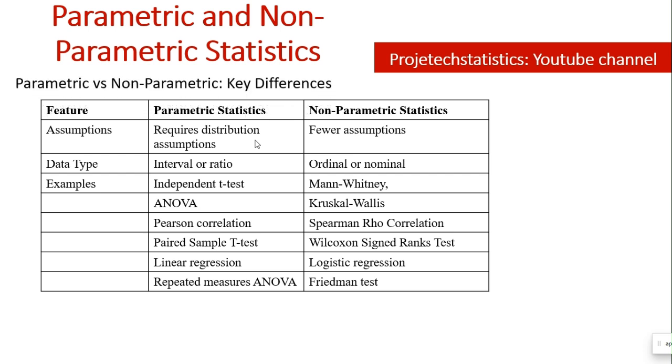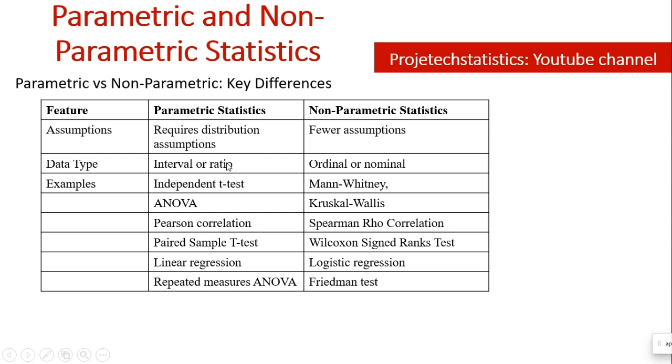Now I'm going to give you some of the analytical tests you can do, which are parametric and non-parametric, and some of their differences. One is that parametric statistics require distributional assumptions. That means your data values have to be normal, while the non-parametric does not have much assumption in terms of the distribution of the data. And two, in parametric statistics, you have interval or ratio data, which is also continuous. You can say that the data must be continuous.